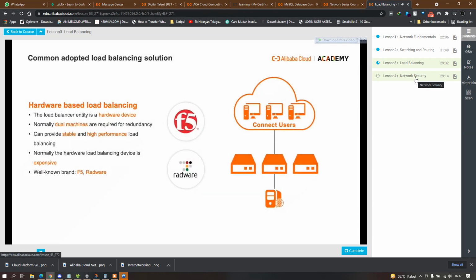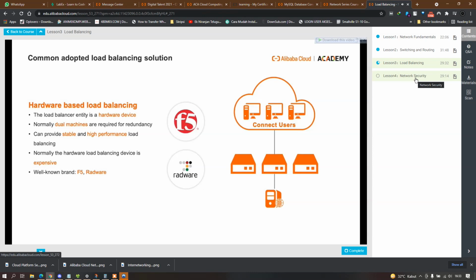The first widely used load balancing solution is based on hardware. In this solution, the load balancer entity is a hardware device. Normally, dual machines are required for redundancy, because for load balancing itself, we should guarantee service redundancy. Hardware load balancing can provide stable and high performance load balancing.